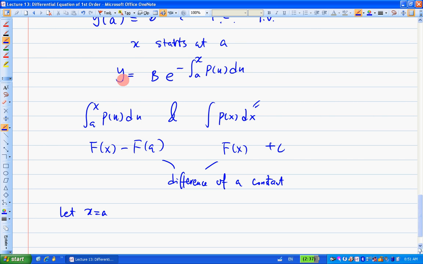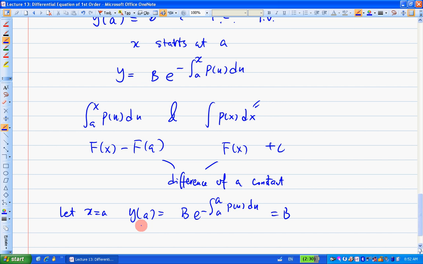Letting x equal to a basically means this is your solution, then what you are getting is y of a here, right? And b, I guess we're not going to touch it yet. And then this integral becomes a to where? It's x, you set it to a, right? You set it to a, with p of u du. When the integral limits are the same, the integral itself becomes 0. So this e to the power 0 becomes 1, right? So this basically becomes b.